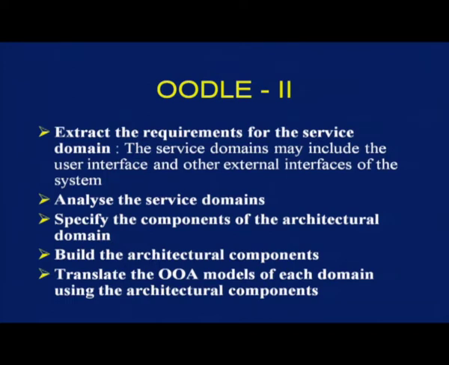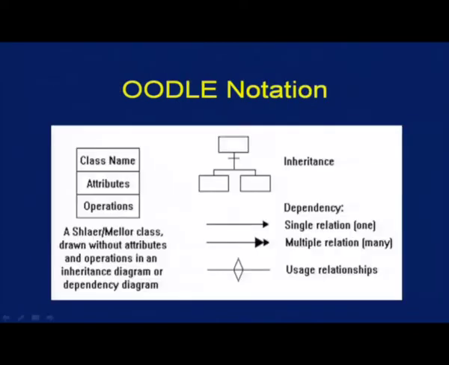Extract the requirements for the service domain. The service domains may include the user interface and other external interfaces of the system. Analyze the service domains, specify the components of the architectural domain, build the architectural components, translate the OA models of each domain using the architectural components. OODLE notation, they have borrowed some from Schleiermacher. Easy to say rather than doing it, but it is a good idea.